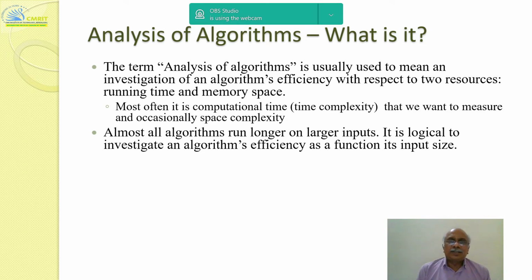So it's clear that the algorithms take longer on larger inputs. For example, if you take the case of a sorting algorithm, the time taken by the sorting algorithm depends on the number of elements to be sorted. If the number of elements is larger, obviously the algorithm will take more time. Hence, we always investigate an algorithm's efficiency as a function of its input size. We try to express the algorithm's complexity or efficiency as a function of its input size, often represented as n.